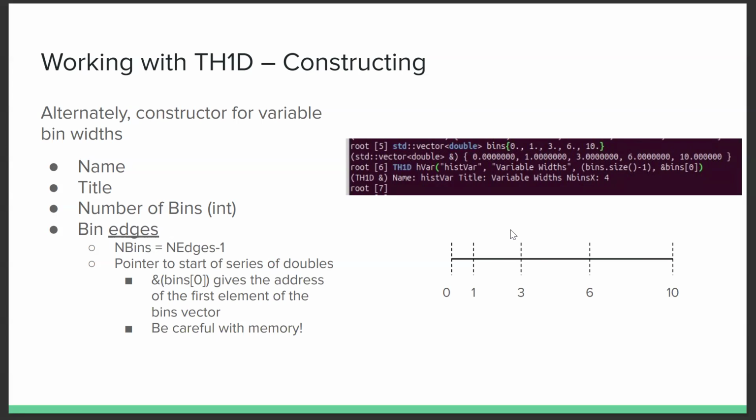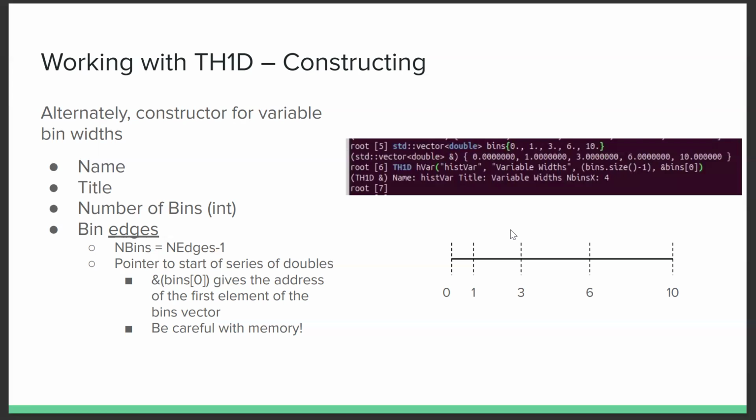And then I can provide that, sorry, let me back up. You provide it with the name, the title like normal, you provide it with the number of bins that you want, in this case it's 4, and then you provide it with the bin edges. The number of bins is 1 less than the number of edges, right? So if you have 1 bin, you have 2 edges. If you have 2 bins, you have 3 edges. If you look at this, it makes sense.